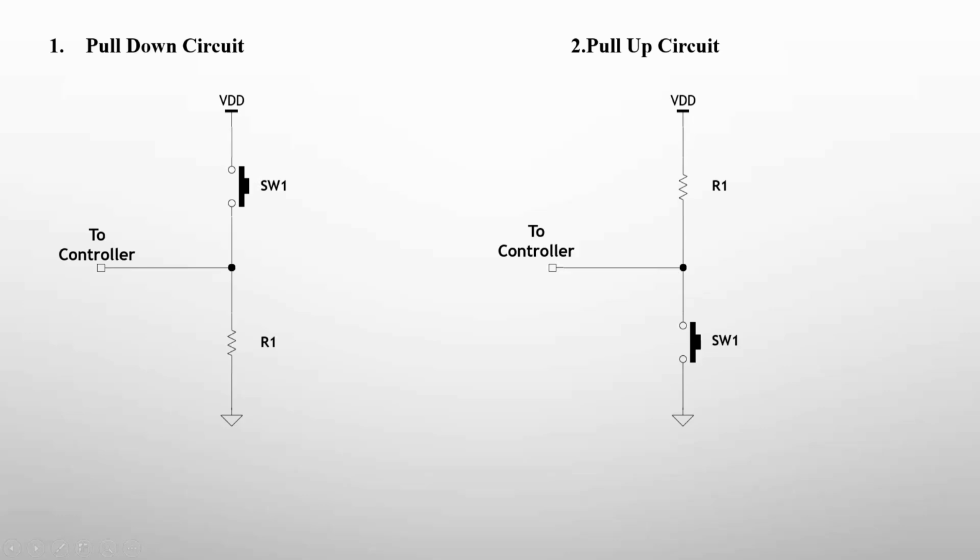And coming to pull down, resistors are used when the switch is connected to positive supply, and when the switch is open, the input is pulled to a low voltage. When closed, it is pulled up to a high voltage. And this is about pull up and pull down circuits of switches.